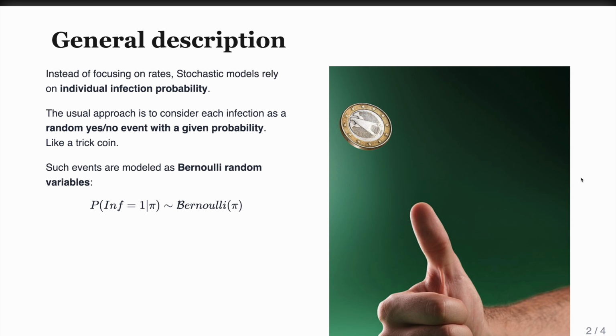Instead of focusing on rates like the normal SIR models, in this case we focus on individual infection probabilities. The usual approach is to consider each infection as a random event, a yes-no event with a given probability, a little bit like a coin. Such events in probability theory are described as Bernoulli random variables. A Bernoulli random variable is an event described by a probability that can have just a yes-no outcome.